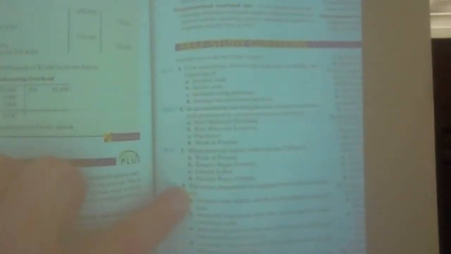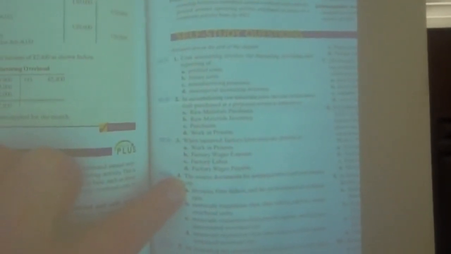Can you see on the screen? Yes? Where am I pointing? Right there, still off the page. You turn there. It's page 893. Self-study question 4 says, the source documents for assigning costs to jobs. The authors brought it up. I didn't bring it up.